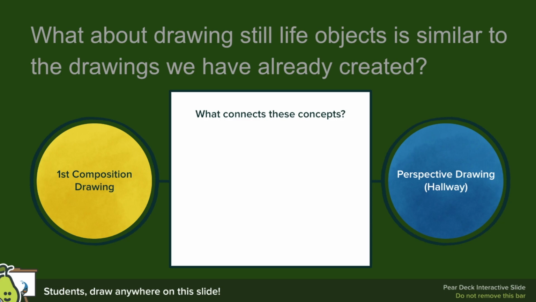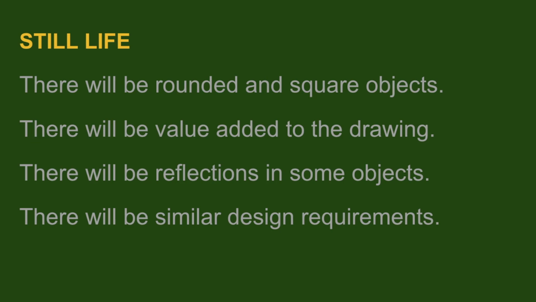If we think about the first composition drawing that we did and then the perspective drawing, which were the larger drawings that we did in this class, what are some of the concepts that are the same? So in the still life, there are going to be rounded and square objects. There will be value added to your larger drawing. There might be some reflections.